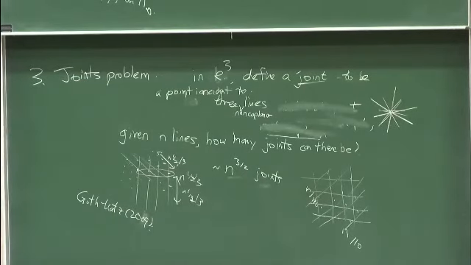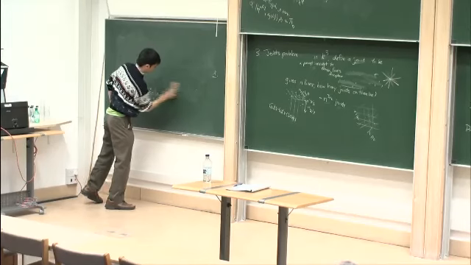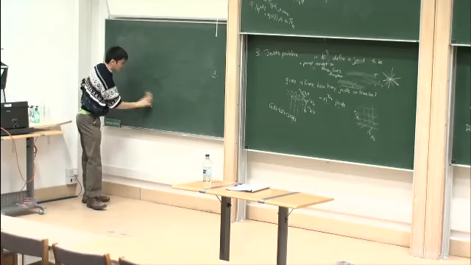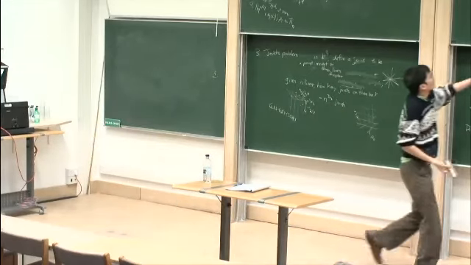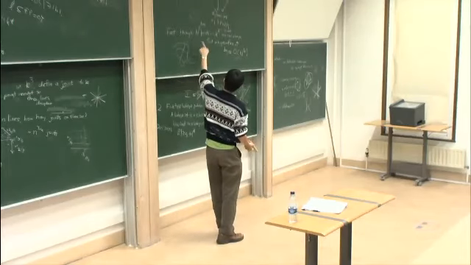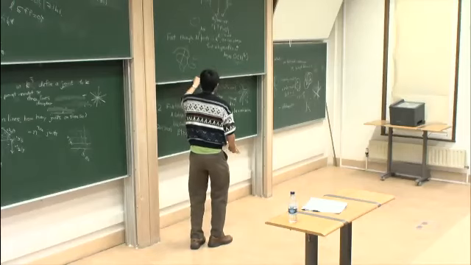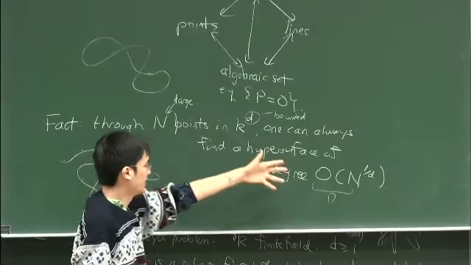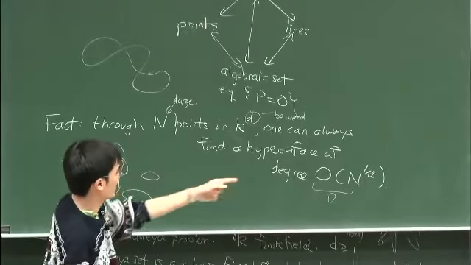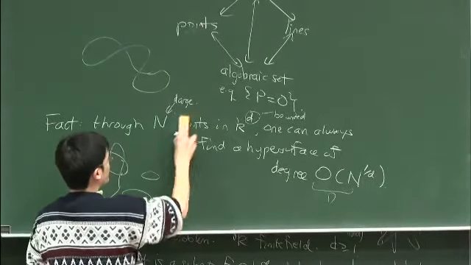Solve this problem. So it's a very similar argument. There's several ways to phrase it. You can start with this fact again, but you can also use a slight variant of this fact. So I said that given any n points in space, you can find a hypersurface of degree about n to the 1 over d. There's a slight variant of this.